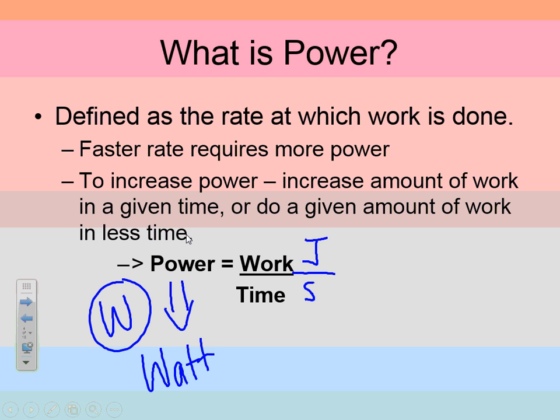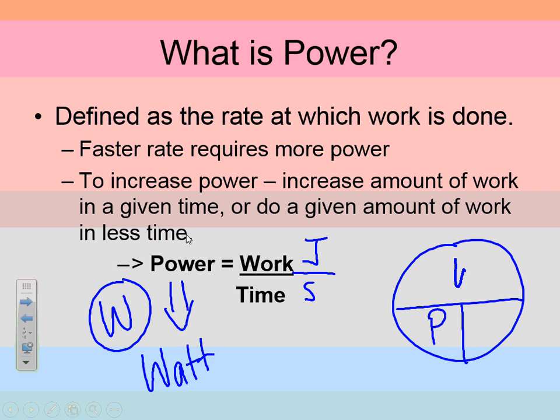So if we do the circle for power, which we capitalize P even though that's pressure, power is equal to work divided by time. Power is in watts. Work is in joules. Power, the faster you do something, the more work it requires.